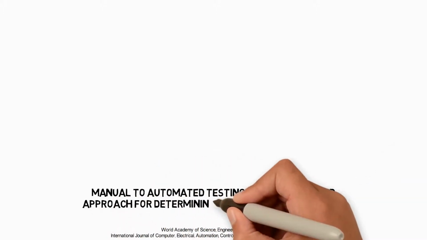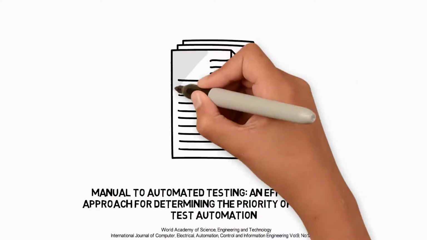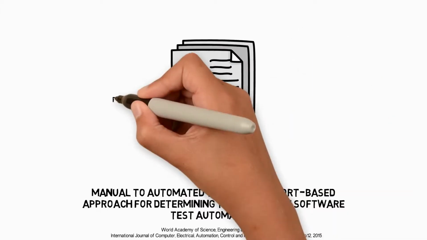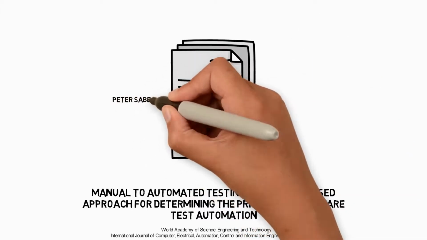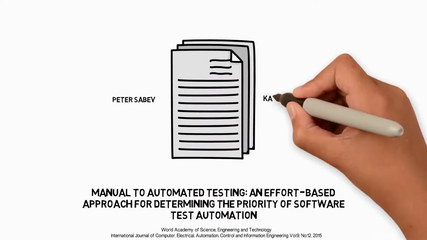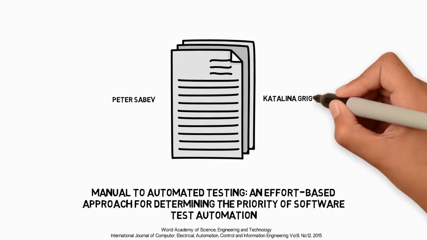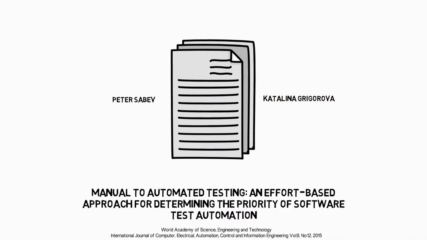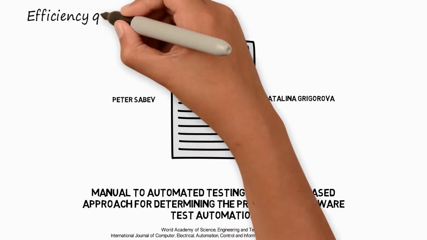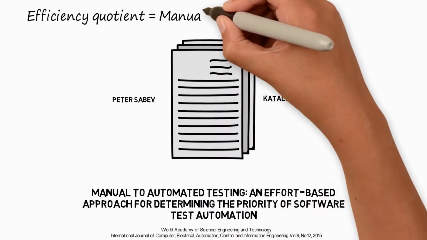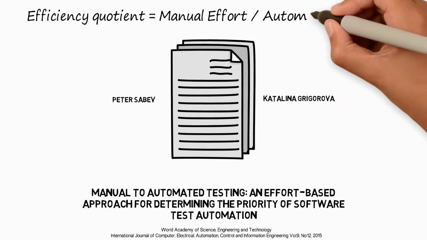The scientific basis for the approach I'm suggesting is formed by an academic paper published by the World Academy of Science, Engineering and Technology. The paper, written by Peter Sabev and Katalina Grigorova, describes a simple yet efficient approach for prioritization of test cases. The centerpiece of the paper is the calculation of an efficiency quotient based on the effort needed for both manual execution and software test automation.